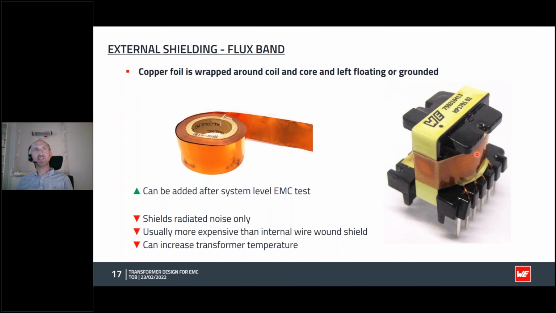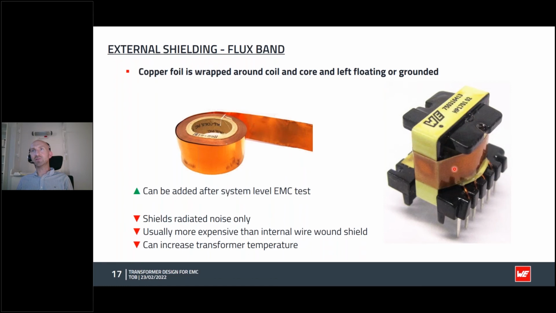Another technique specifically for radiated problems is to use this so-called flux band. This is like an external shield. So it's a layer of copper wrapped, this time though not internally inside the core, but externally. And in this case, it can actually be soldered together, and you get the best results when you solder the start and the end of this foil together. What this does is it contains stray magnetic flux lines and prevents them from radiating out into the surrounding environment.